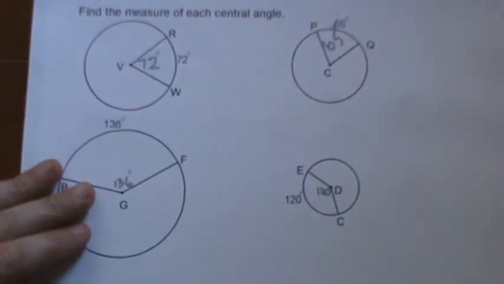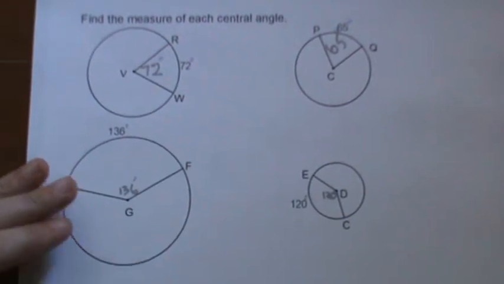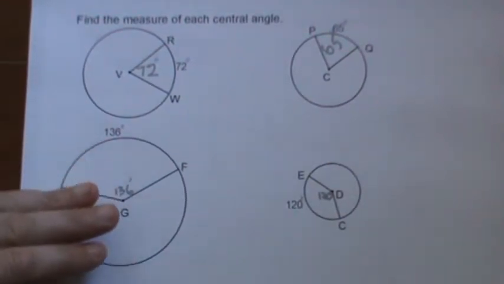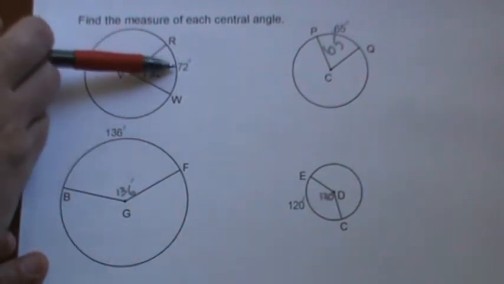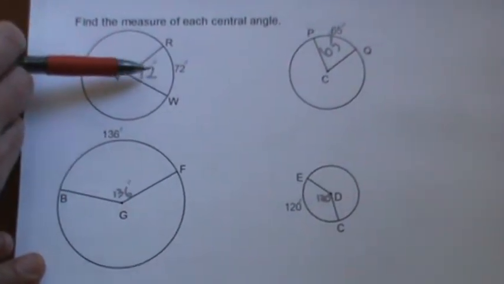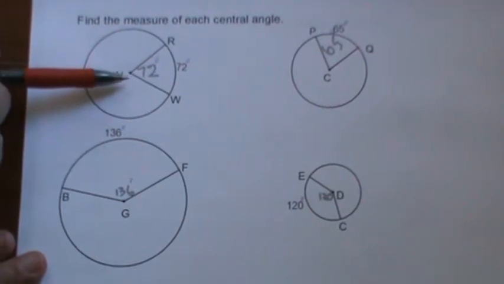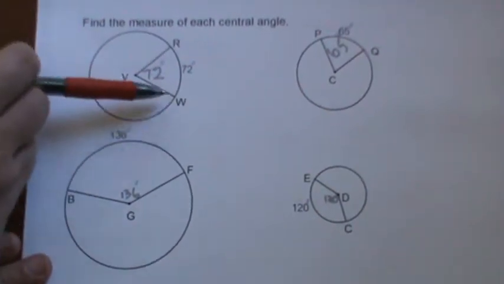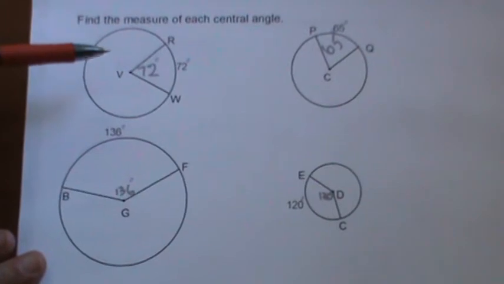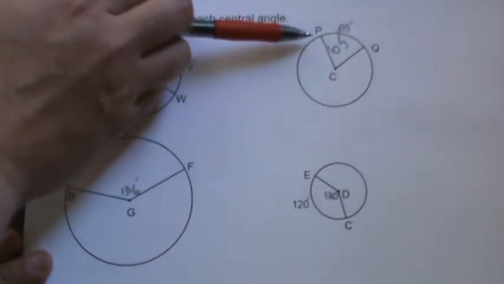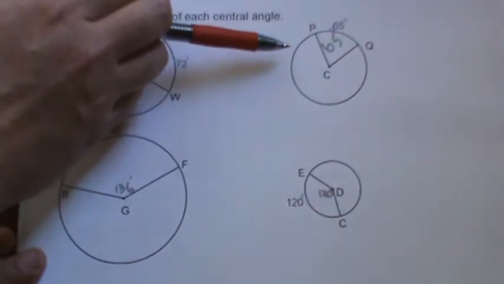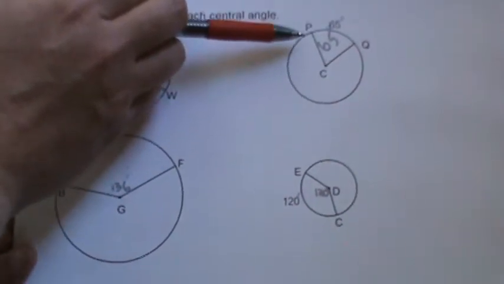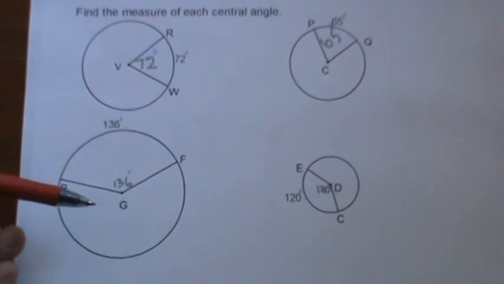Here, we were asked to find the measure of each central angle. We were given the measure of the intercepted arc. So since I was given the measure of arc RW is 72 degrees, I'm able to conclude that the measure of angle RVW is 72 degrees. On the right, I'm told that the measure of arc PQ is 65 degrees. So I can conclude that the measure of angle PCQ is 65 degrees.